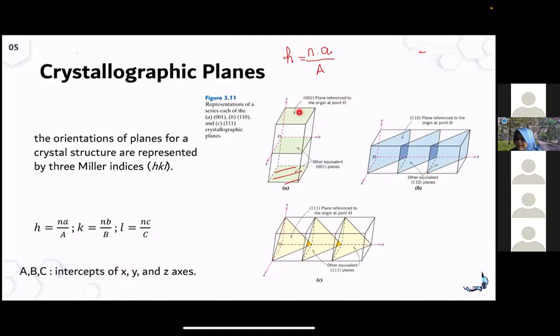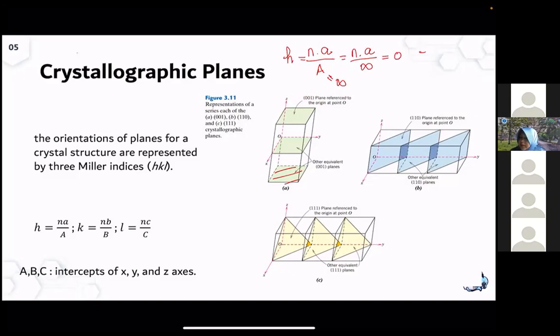If you think about it, this plane is actually parallel to the x-axis. If you have something parallel like this for quite a long time, it won't have an intersection. They will never meet. So that means a, the intercept with the x-axis, is equal to infinity, because this plane and the x-axis are parallel lines. We can write n multiplied with a divided by infinity, and a number divided by infinity is equal to 0. So that's why h is equal to 0 here.